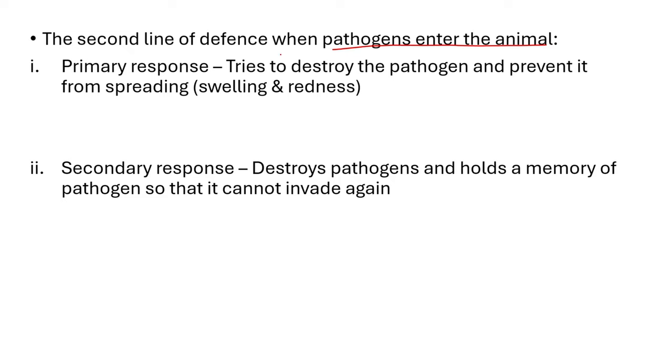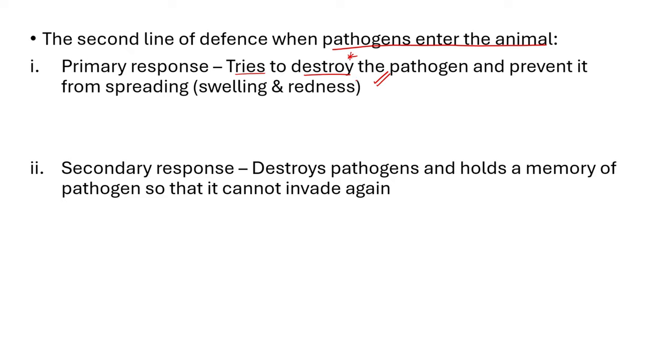It is only active, or it works, when the pathogens have already entered. So we've got a primary response and a secondary response under the second line of defense. When pathogens have already entered, the primary response tries to destroy the pathogen and prevent it from spreading. So now that the pathogens have entered your body, your body's primary response, which falls under the second line of defense, will try to destroy the pathogen.